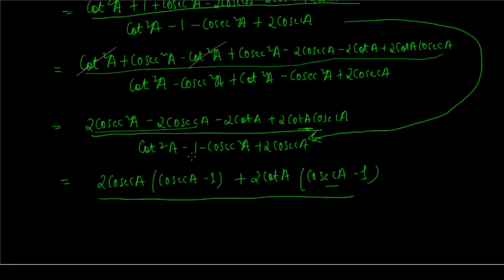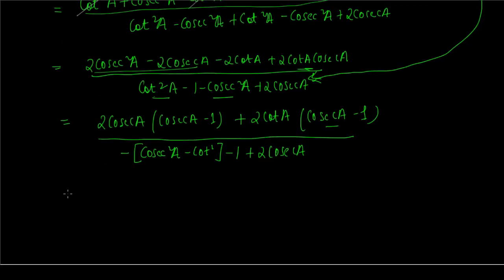Divided by, now this cot square A minus cosec square A. Cot square A minus cosec square A can be written as minus times cosec square A minus cot square A in the bracket. Right? Because if this minus comes out, you get minus cosec square A as here and cot square A, which is here. So I've taken minus out and written it like this, minus 1 plus 2 cosec A. Yes, now our work will be done.